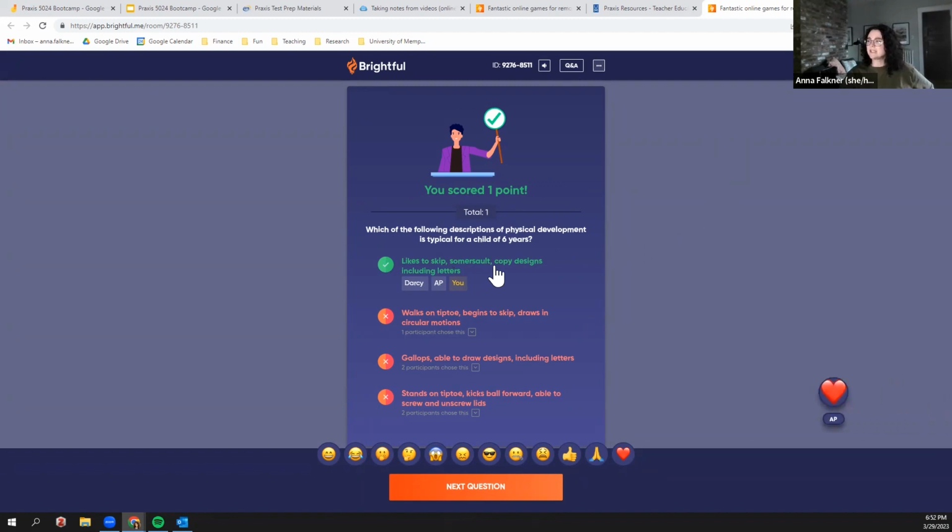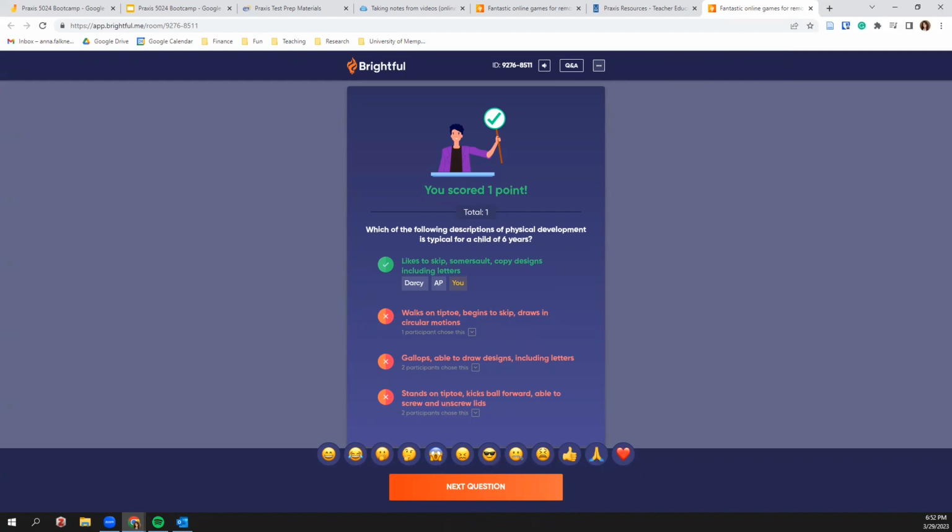Yay! It likes to skip, somersault, copy designs, including letters. So if we think about galloping, galloping tends to show up a little earlier before skipping. And then let's see here. Some of these are kind of tricky. Stands on tiptoe, begins to skip. I always think about, my son said the hardest part about kindergarten was learning how to skip.